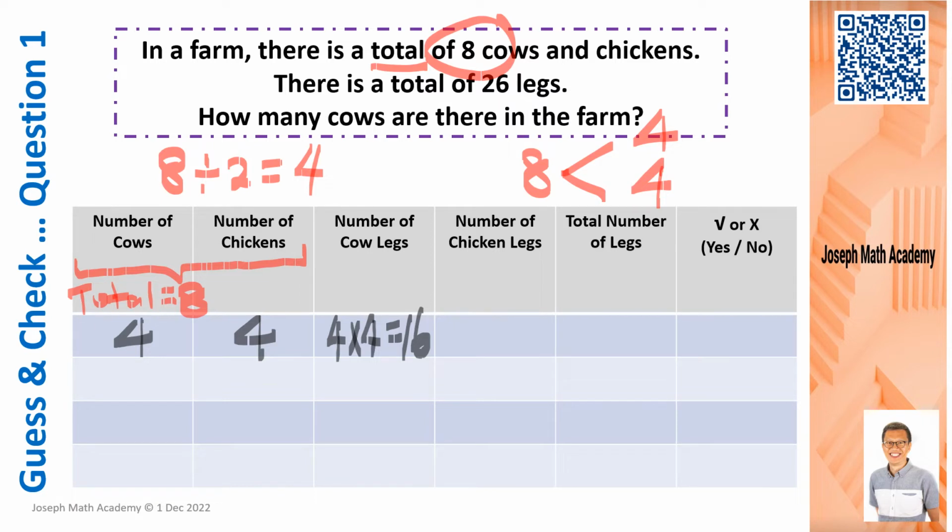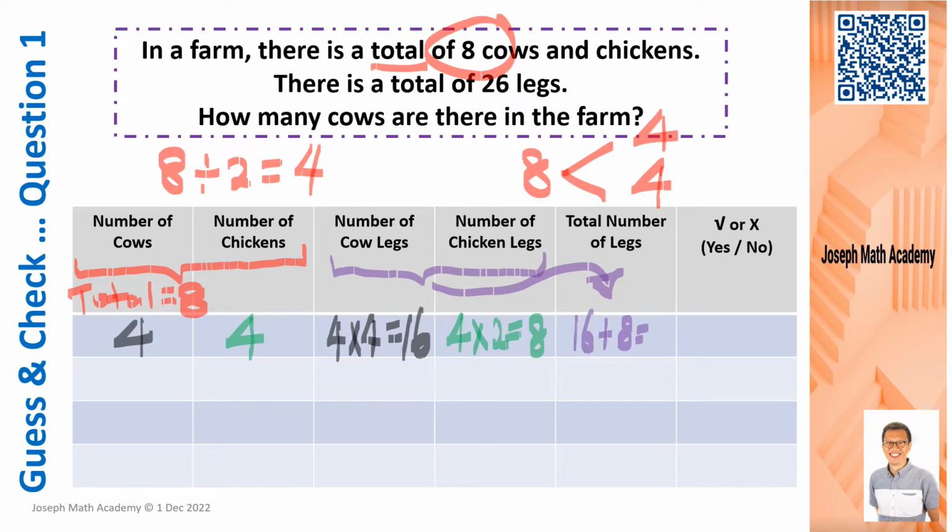Okay. Now, what about the chickens? Let me change color so that it's easier for you to follow. Now, one chicken has 2 legs. So if there are 4 chickens in the farm, then it will be 4 chickens times 2 legs each. There will be 8 total legs. Now, if you add these two up, 16 plus 8, that gives us 24.